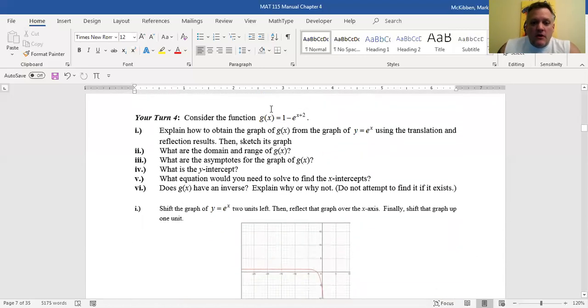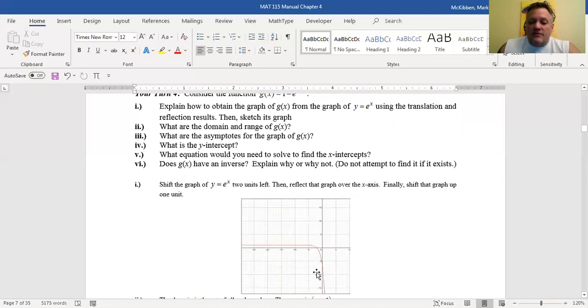All right, so for this guy, we're going to move it to the left 2 units first, then reflect over the x-axis, and then move it up 1 unit. All right, and so 2 units left, reflect over the x, and then shift it up, we get this graph.